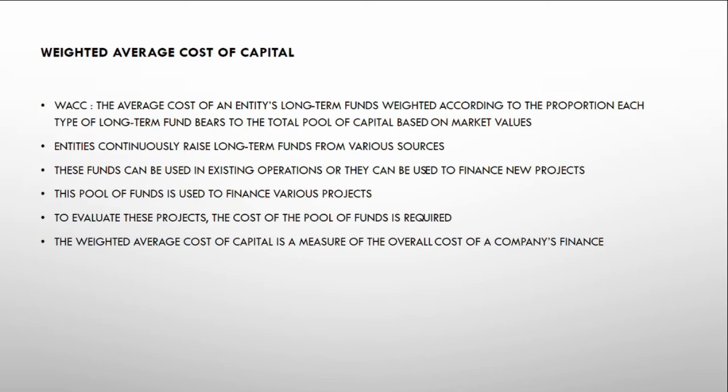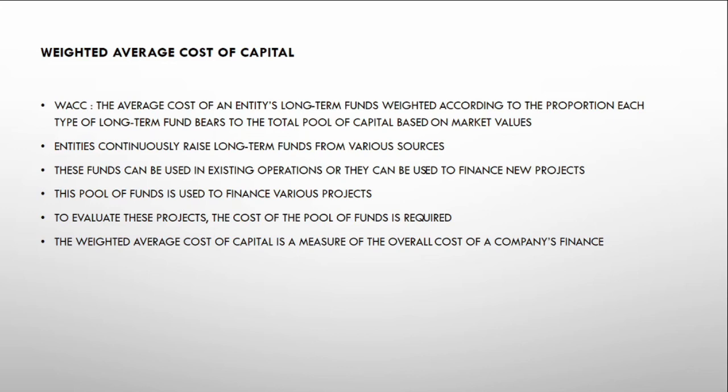When these long-term funds are obtained, they will be used in both existing operations or they could be used to finance new projects. So we basically have a pool of long-term funds that will be used in various projects. Often, the company will obtain a long-term fund and they could use a portion of it for a new project and they could use the other portion for an existing operation.